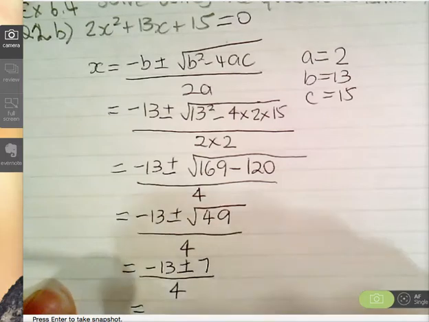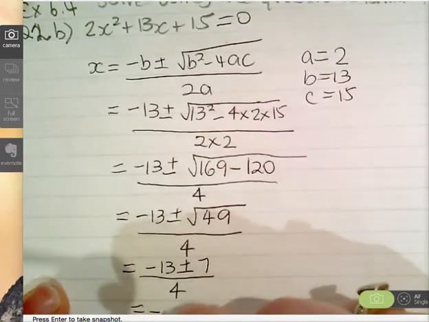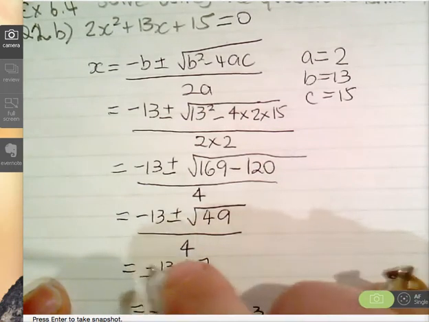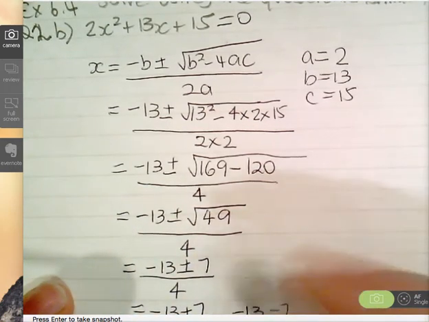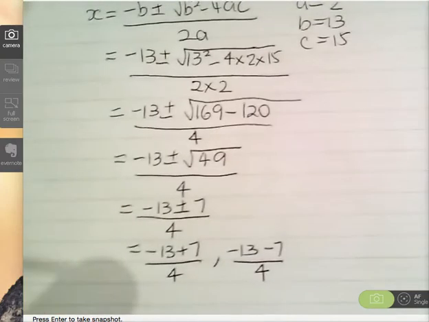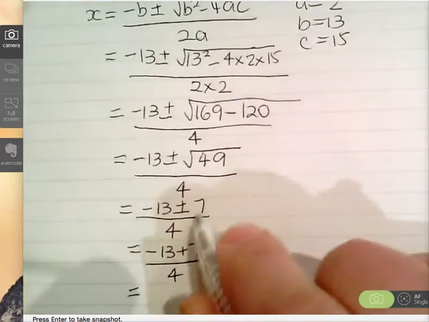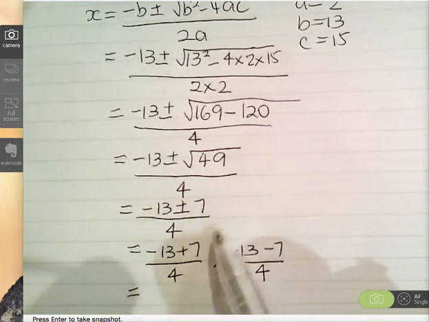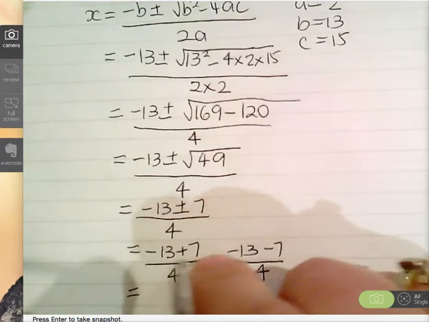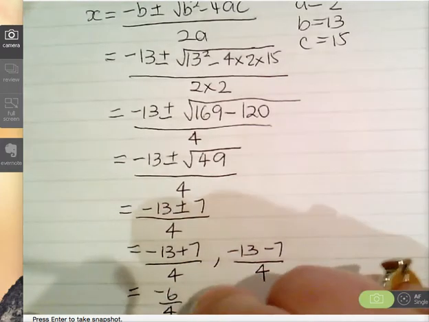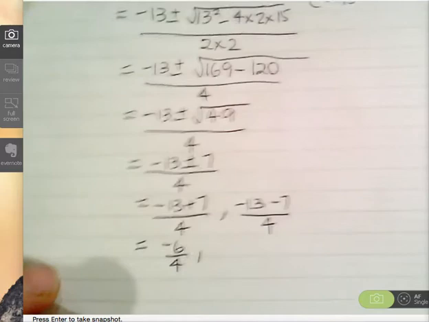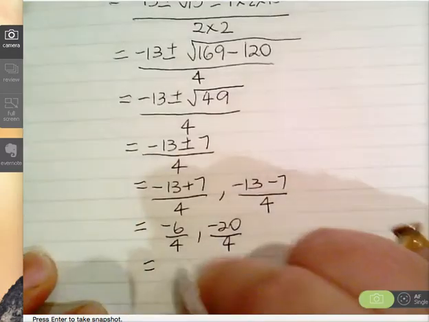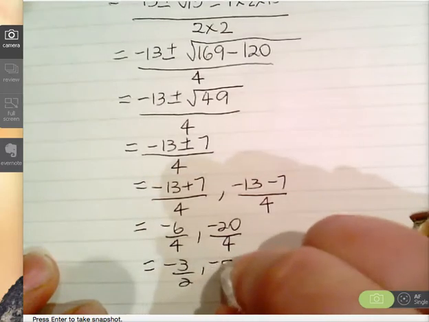And remember we've got two solutions: negative 13 plus 7 over 4, or negative 13 minus 7 over 4. Sorry, that's just coming off the screen. So therefore my two answers, remember we do have two answers here. Negative 13 plus 7 over 4 or negative 13 minus 7 over 4. So negative 13 plus 7 is negative 6 over 4. And negative 13 minus 7 is negative 20 over 4. And of course we can simplify those to negative 3 on 2 and negative 5.